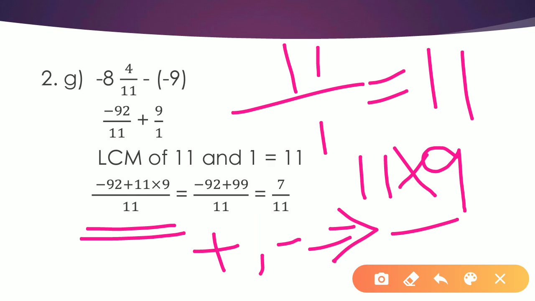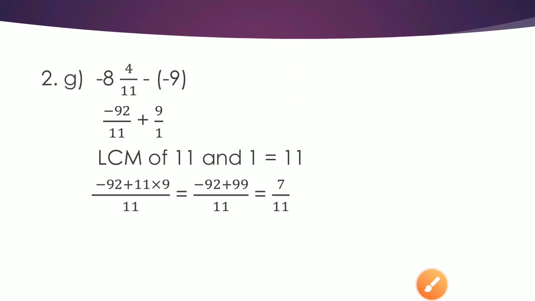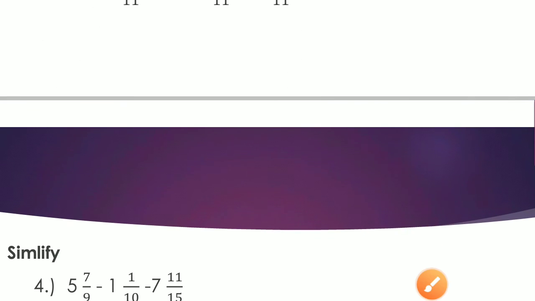That's why here I have written 7, and as 99 is greater than 92 and 99 is with the positive sign, that's why we are writing here 7 with the positive sign and we have excluded the negative sign. Next question.